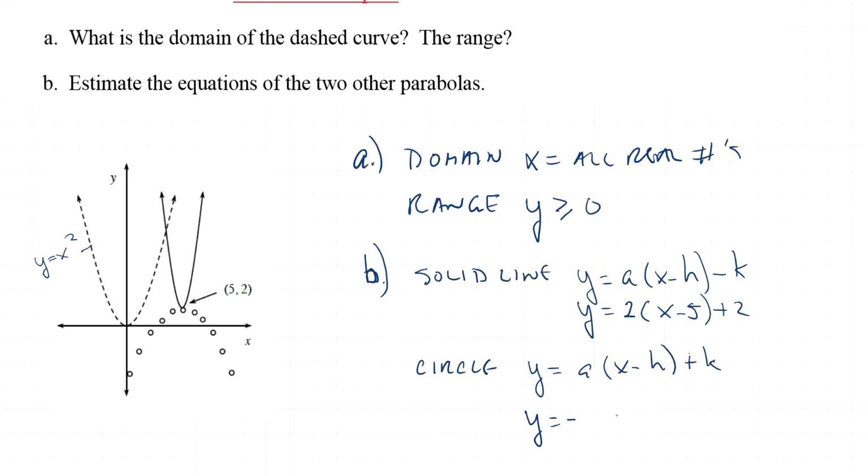And then I know the vertex is going to be the same, so it's going to be (x minus 5) plus 2. But what's going to be different is this graph is wider than this graph by maybe a factor of 2, so we're going to say it's minus 1/2.